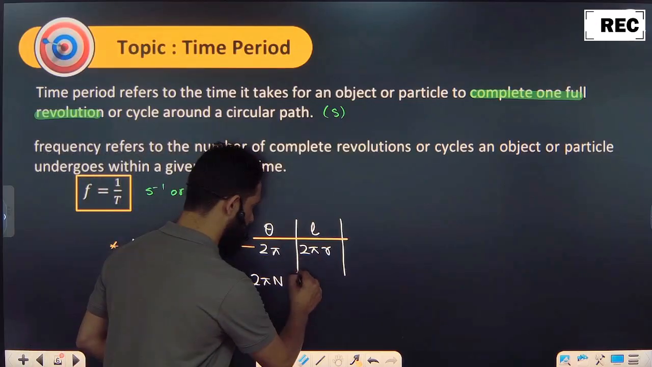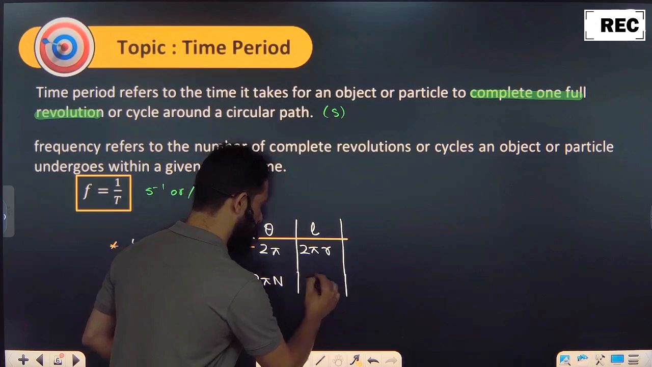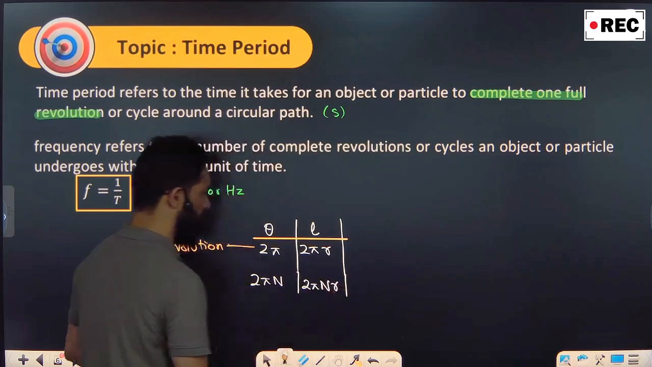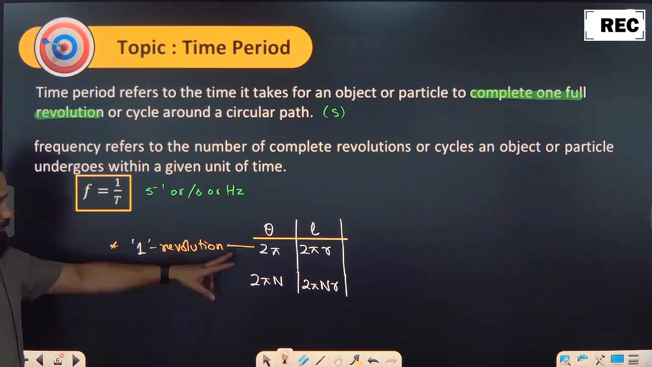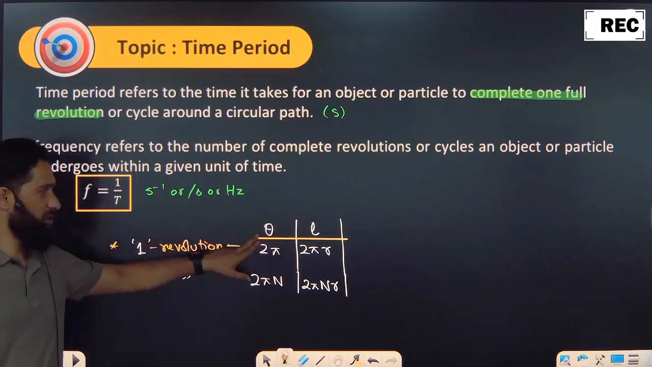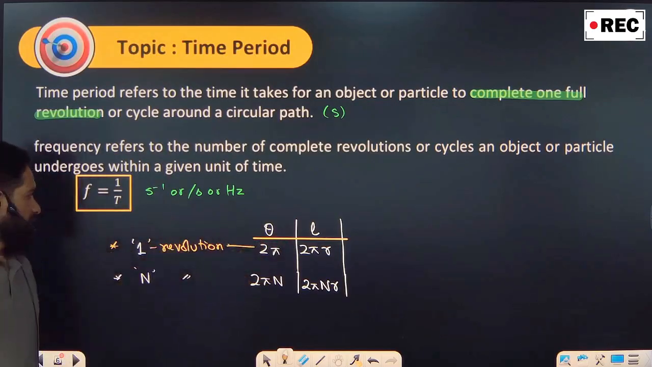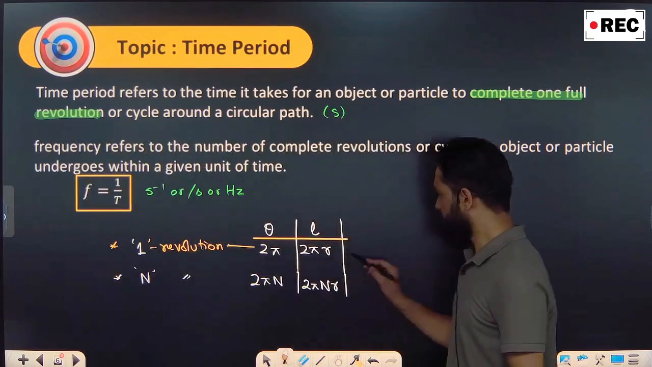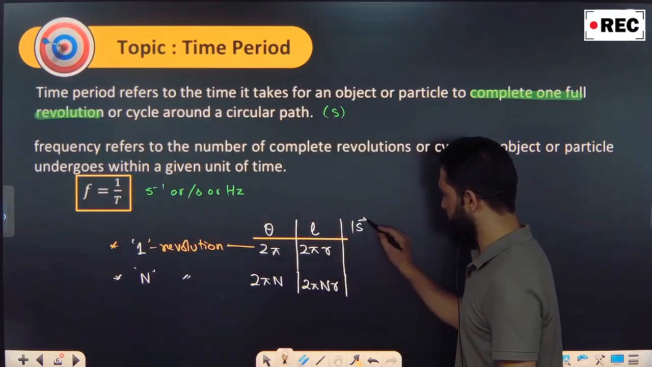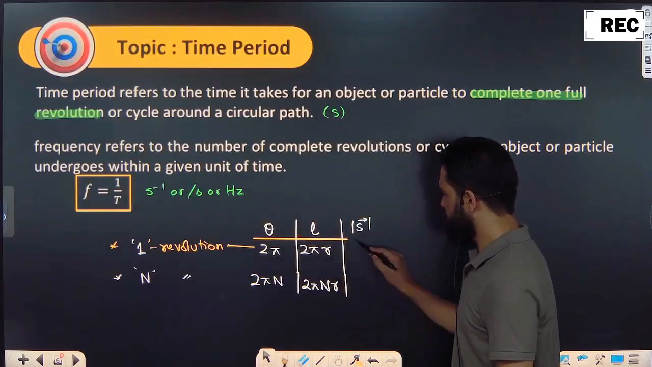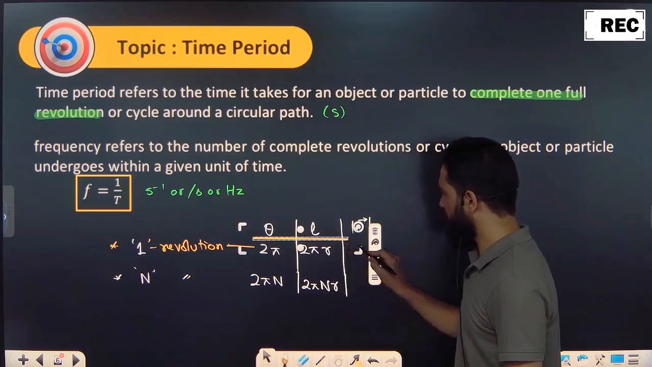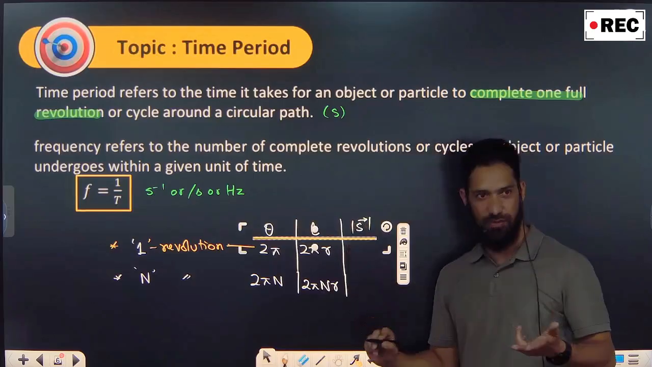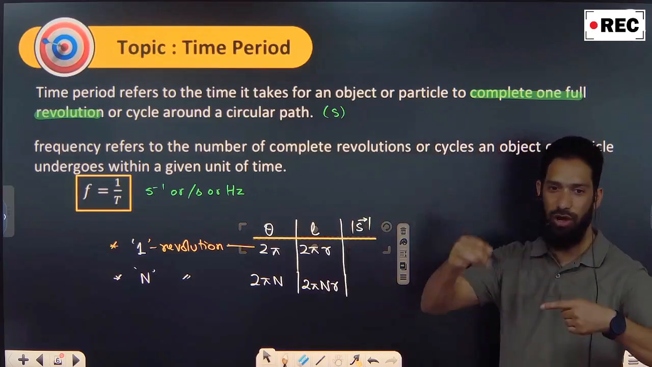And how much is the length of the arc? N times of 2 pi r. So we can write 2 pi n into r. You got that? So this is the distance covered, this is the angular displacement, right? And how much is the displacement? Can you tell me? Displacement is 0, right? If I ask you what is the magnitude of displacement, that will be 0. Tell me why? Because for every complete revolution, 1 revolution, 2 revolutions, it is coming to the original position.